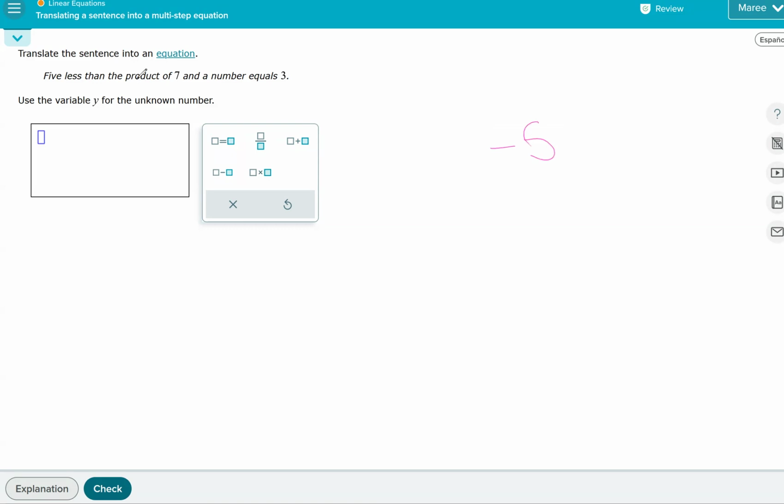So it says the product. Again, product, we're timesing two things together, and they're separated by the word and. So we're timesing 7 and a number. So our number is y, and then it says equals 3. We already have our minus 5 there because that came first. 5 less than. Then we have our product, 7 and a number, and that equals 3.